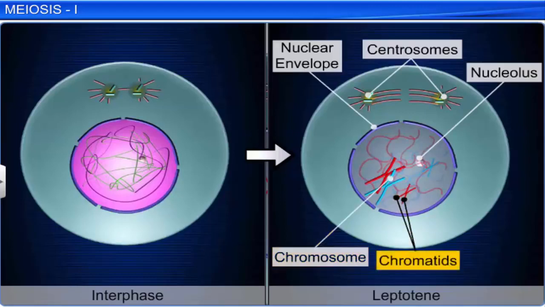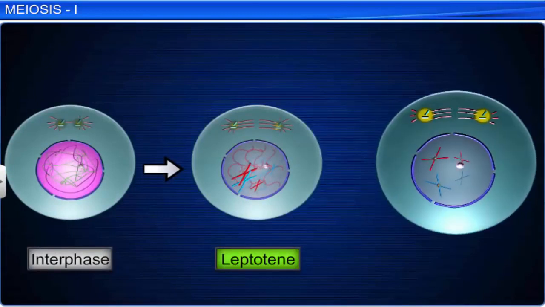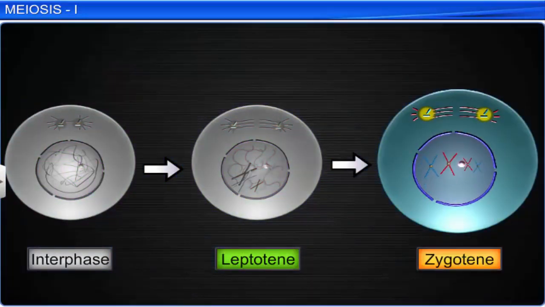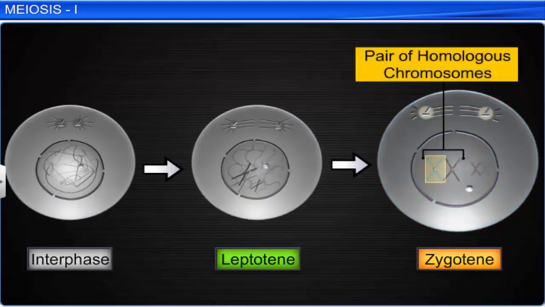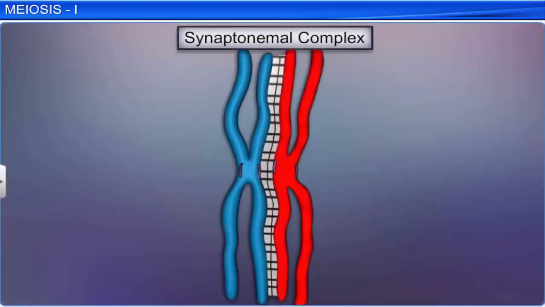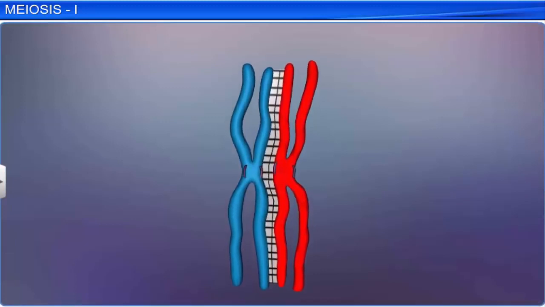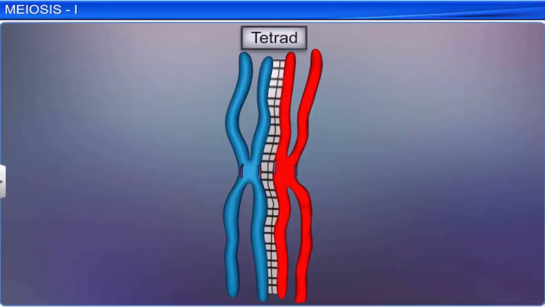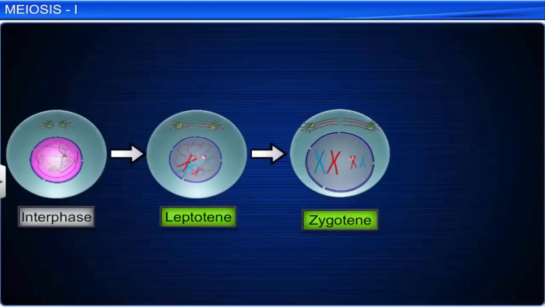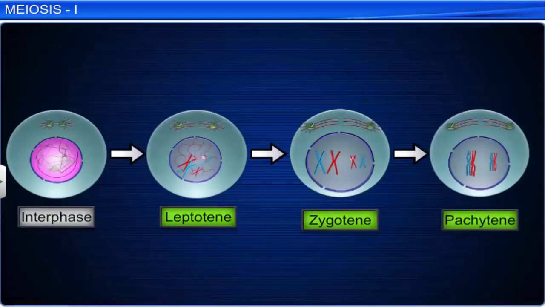In the next stage, that is, the zygotene stage, homologous chromosomes, one from the paternal set and one from the maternal set, get attracted to each other and form pairs. This pairing is called synapsis. During this process, a complex structure known as a synaptonemal complex is formed. This complex structure consists of a pair of synapsed homologous chromosomes called a tetrad or a bivalent. The zygotene stage is followed by the pachytene stage, during which the bivalent chromosomes are clearly visible as tetrads.